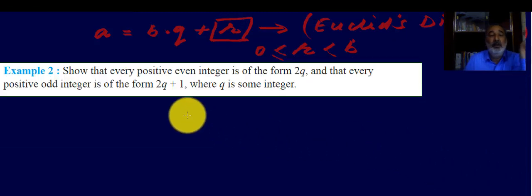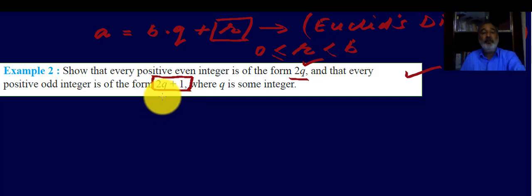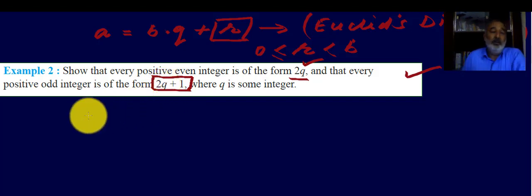Are there some other forms? This question is the same as the previous one. So if I am taking a series 2q and 2q plus 1, all numbers in the first will appear as even numbers, and in this series all the numbers are odd. Now let's start how to prove this.